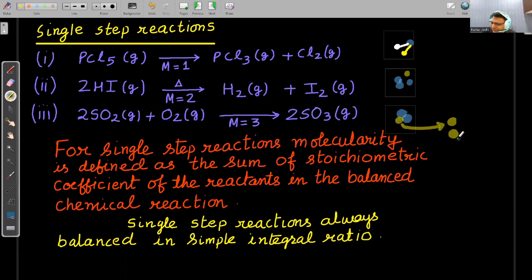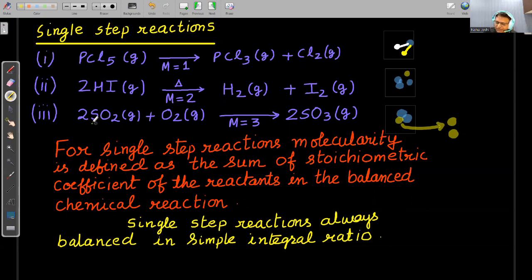So when we say molecularity, for a single step reaction, molecularity is defined as the sum of stoichiometric coefficients of the reactants in the balanced chemical reaction. There is a logic when we balance the reaction: in a single step reaction, always balance the reaction in simple integral ratio. It is not possible that half or a fraction of a molecule can participate in collision. The complete molecule will participate, right? I cannot balance the second reaction as HI forming half H2 plus half I2, because there is no meaning of half H2 and half I2.